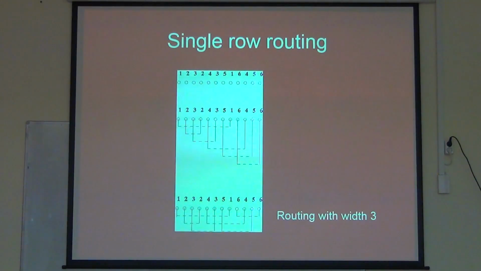Here you can see the solution of the same problem using only width 3 rather than width 6. I mentioned to you that the first problem is whether it can be solved at all, and if yes, then the second problem is to try to minimize the area. That's the typical thing in electronics.